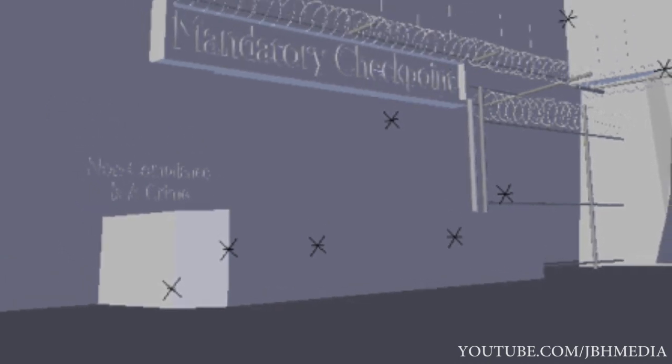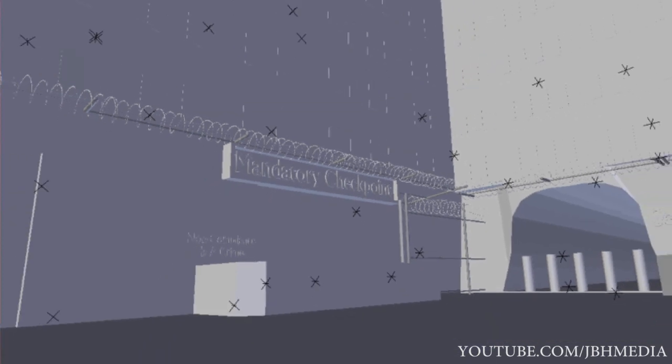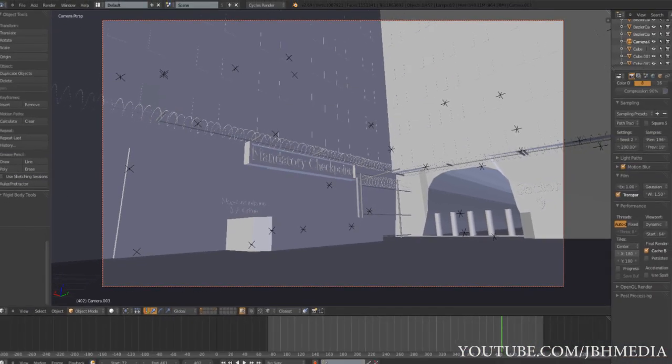I then took one of the sides of the cube and extruded it several times from top view to wrap it around the building to create sort of a military type police station. Then, using the text tool inside of Blender, I created the mandatory checkpoint sign, and then for the ground I just added a plane. And anyway, yeah, that's pretty much the extent of what I personally modeled in this scene.